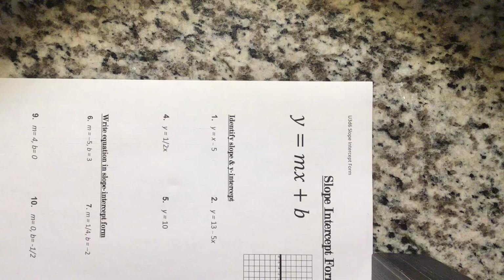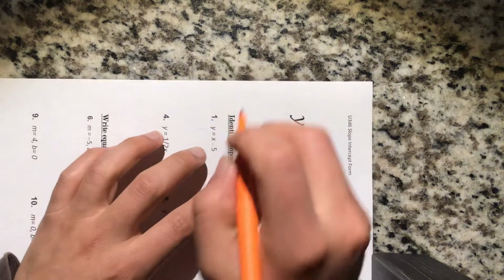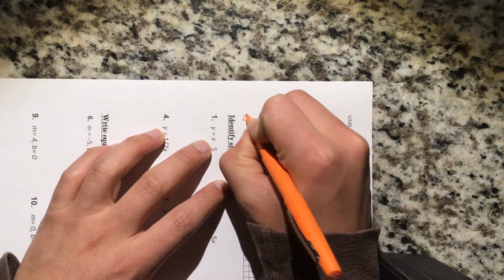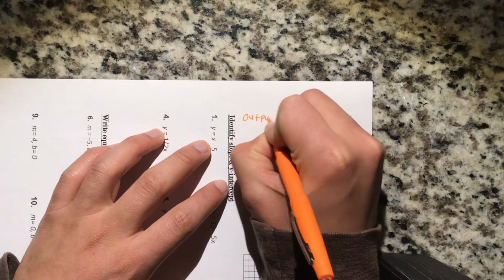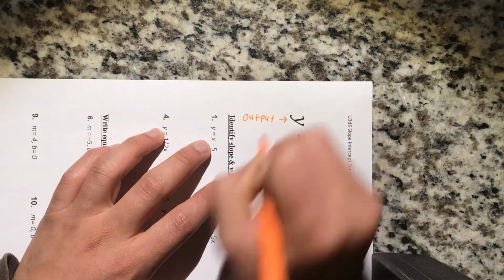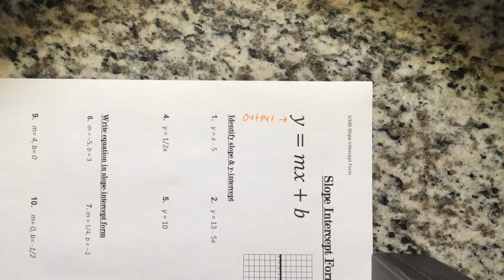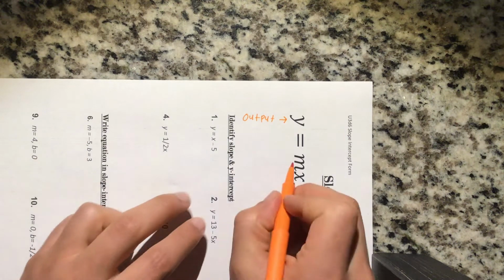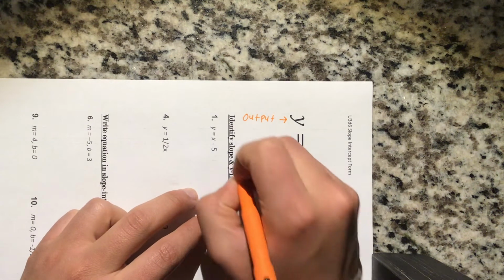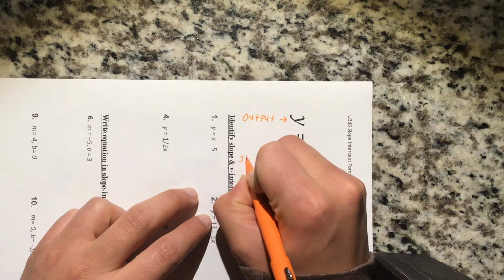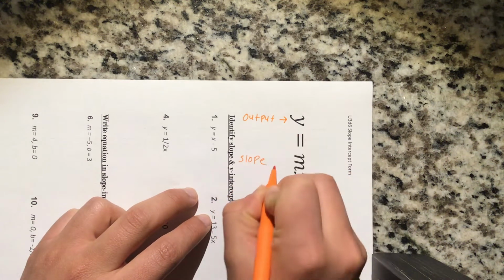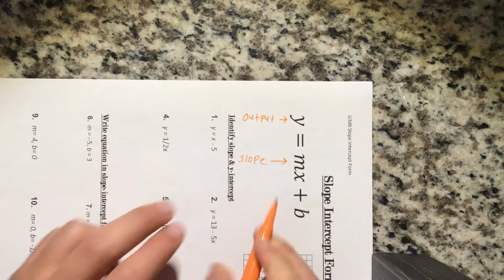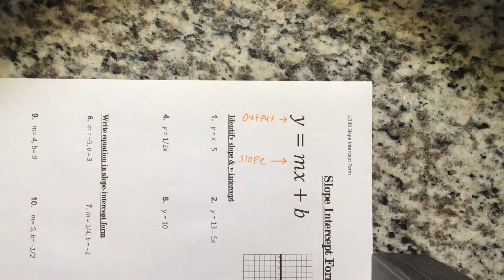So the first thing we have is Y. The Y symbolizes the output, right? We talked about input and output before, but in this case, Y is always the output. Then M, which we just talked about, right? We've been finding it for like 2 weeks now. M is the slope, okay? So whatever letter we have right here in the M spot, that is the slope, okay?